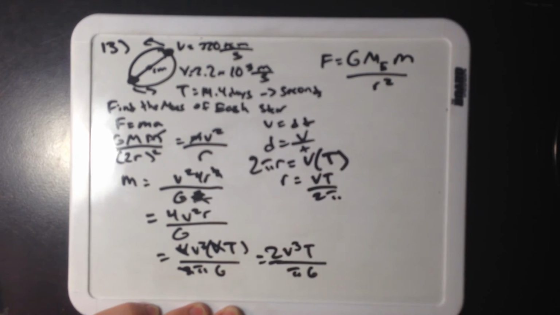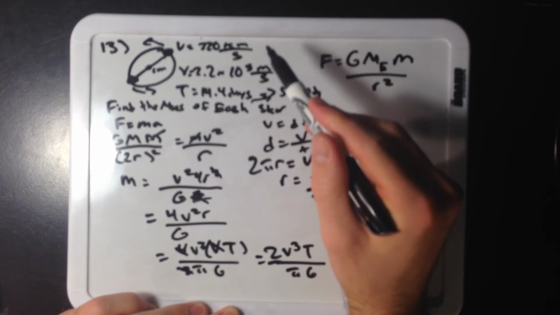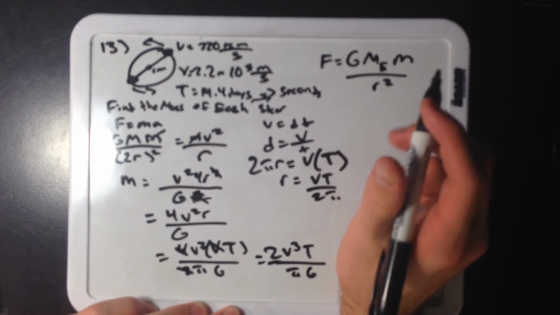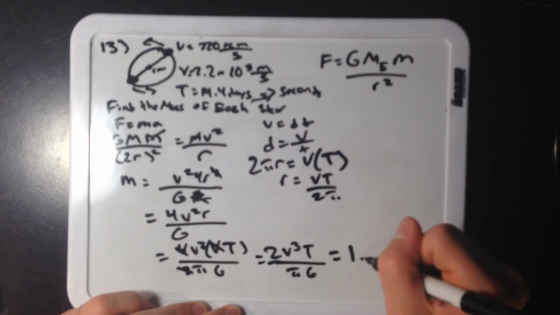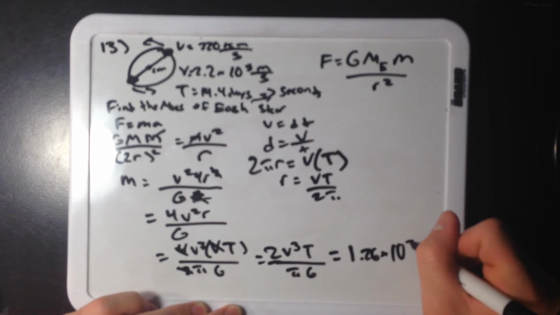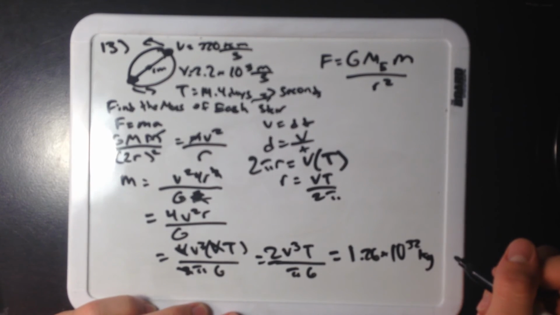And plugging in, you need to make sure to change your days into seconds up here, and I already did the kilometers to meters conversion, so you should end up with 1.26 times 10 to the 32nd kg.